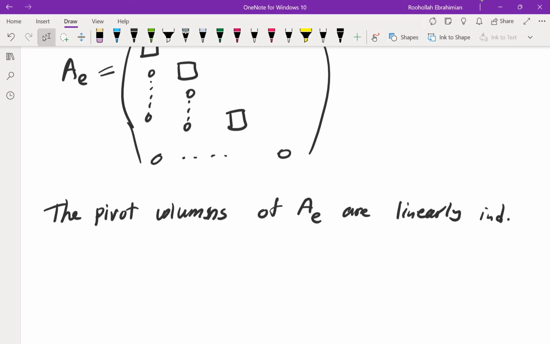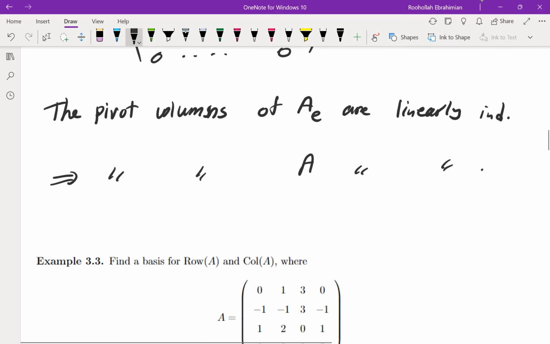Now, if they are linearly independent, that means the pivot columns of A are also linearly independent. And we argued that the number of linearly independent columns doesn't change. So if you look at a bunch of vectors in A that are linearly independent, a bunch of columns, then they would remain linearly independent in A sub E. So what that means is that if you go back and look at the columns of A that were pivot columns, those would be a basis. So that's the idea of the proof.